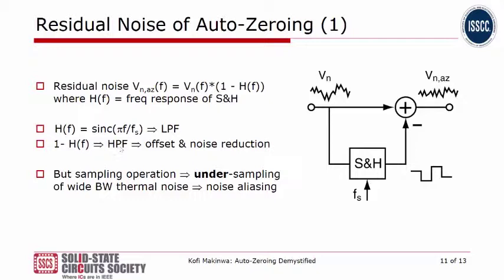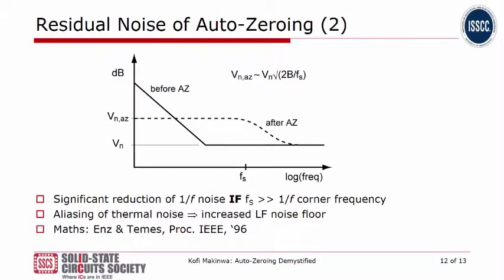But because this is a sample and hold, and we are sampling the signal, and the noise bandwidth will typically be much wider than our sampling frequency, we will suffer from noise aliasing. When you put all these things together, you come to the final output spectrum of an auto-zeroed amplifier. So in bold on this plot, where I'm showing the noise amplitude versus frequency, you see the spectrum before auto-zeroing. You may recognize 1/f noise and the 1/f corner and then a flat thermal noise floor.